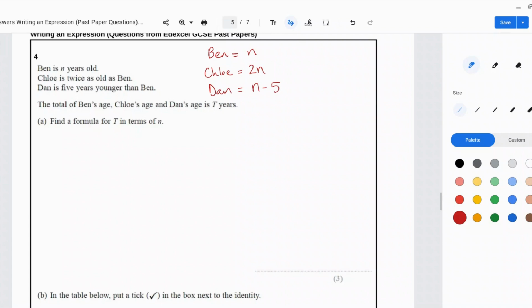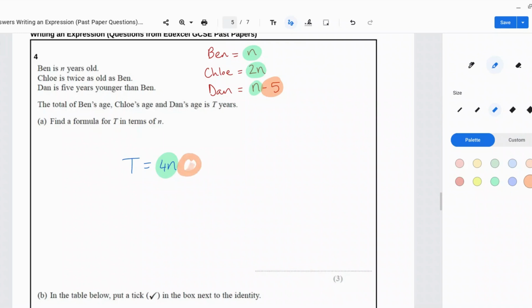And then we're told the total of their ages, give it in terms of t. So their total is, we're going to collect the like terms. So we got 1n plus 2n is 3n plus another n is 4n. And then we're going to do the same with the numbers. So we've got just that minus 5. So the total of their three ages is 4n minus 5. And that's the formula for the three of them, their ages.